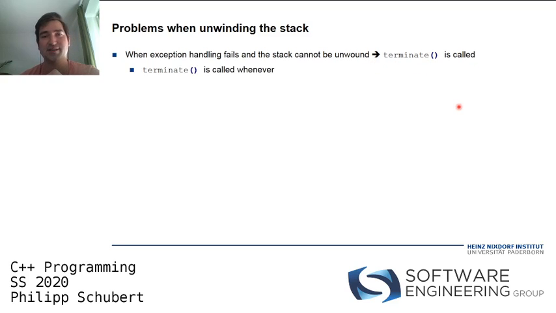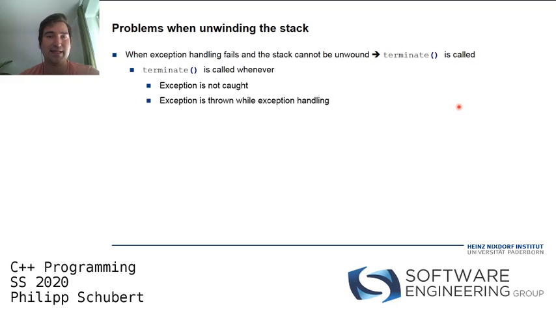Terminate is a special function. Terminate is called whenever an exception is not caught, or when another exception is thrown while exception handling. So very important to notice in C++: you can only have one outstanding exception that is then handled. Whenever you already have one outstanding exception which is currently being handled, and then you throw yet another exception, then your program is directly terminated, because that's not allowed in C++.